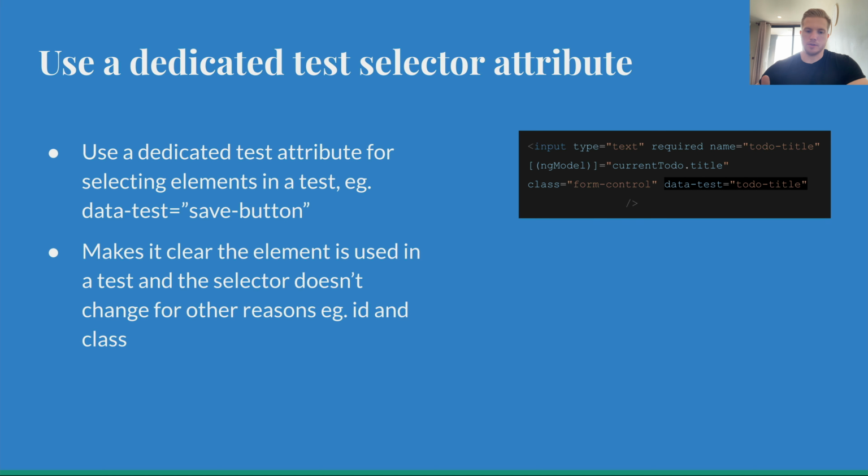I recommend, and it's also one of Cypress best practices, to use a dedicated test selector attribute over, for example, using CSS ID or CSS class, because having a dedicated test attribute is not going to change for other reasons than the test, and it's going to convey that this element is used in a test. Whereas if you use the IDs and classes, it might change for styling reasons and break your tests, which you don't want.